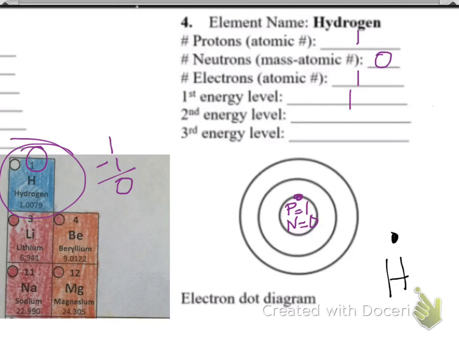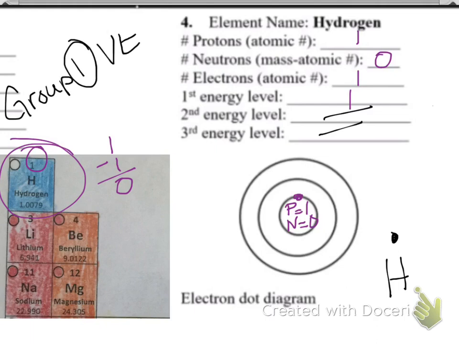And then to do your electron dot diagram, you put the symbol H. Counting our groups, this is group 1. Well, guess what? That means there's only 1 electron. So there's only 1 valence electron. All right.